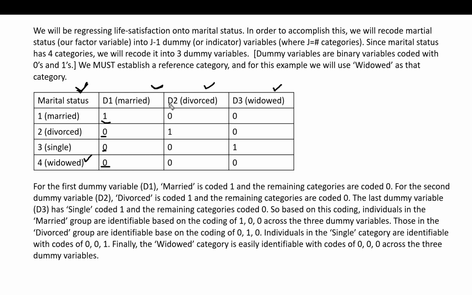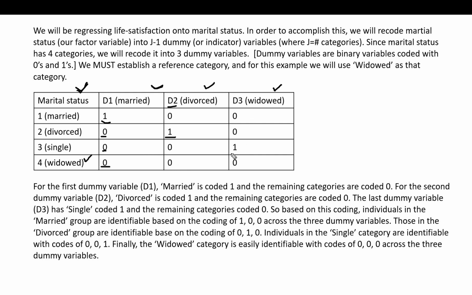And you're going to see with the D2, or the divorced variable right here, in this case, I've set up a 1 for the divorced group and zeros for all of the other categories. So the regression slope for the D2, or divorced dummy variable, is going to reflect the difference between individuals who are divorced and those who are widowed.